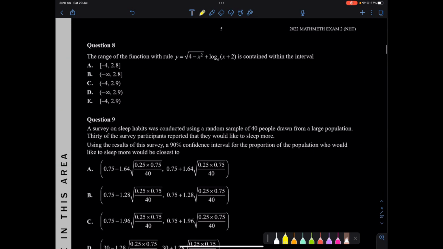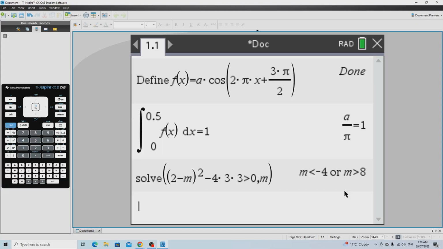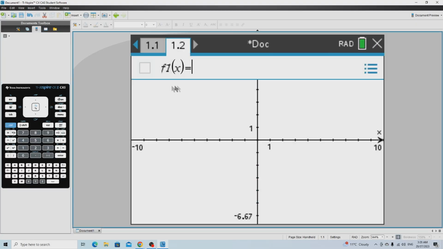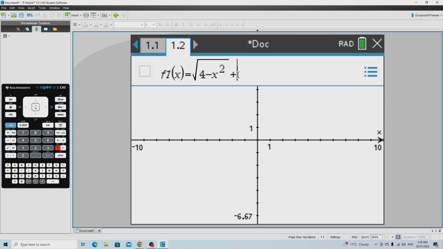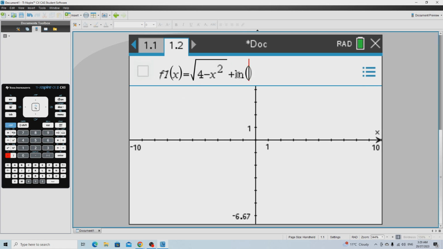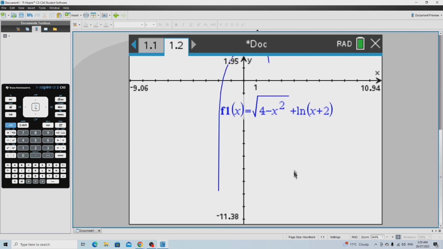All right, the range of the function with the rule given is contained within the interval. Okay, to do this, I'm going to go on my calculator and go to graph. I'm going to write the function: the square root of 4 minus x squared plus the natural log of x plus 2. Okay, so we get this.